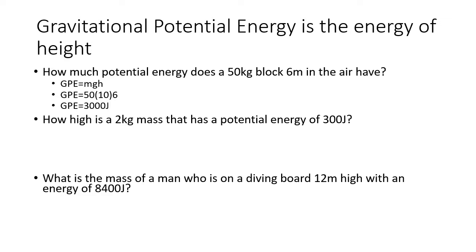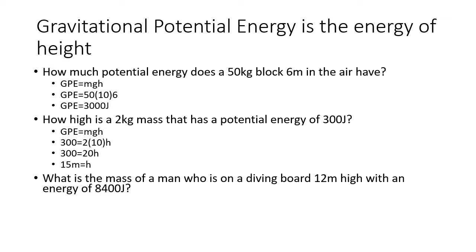Our second question, how high is a 2 kilogram mass that has a potential energy of 3,000 joules? Once again, we'll start with our potential energy formula. We'll fill in the 3,000 joules as the potential energy. We'll fill in the 2 kilograms as the mass. And again, because it's on Earth, gravitational acceleration is 10 meters per second squared. That means that 10 times 2 is 20, 20 times the height is 300 joules, which gives us a height of 15 meters.